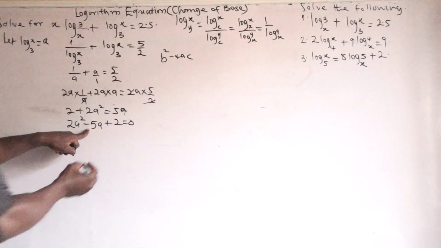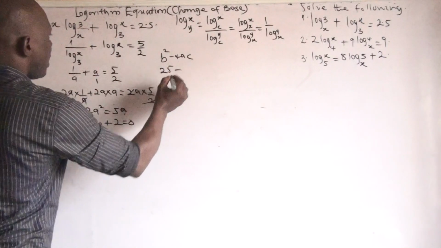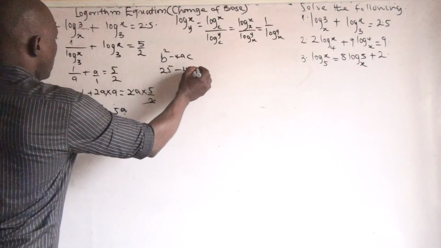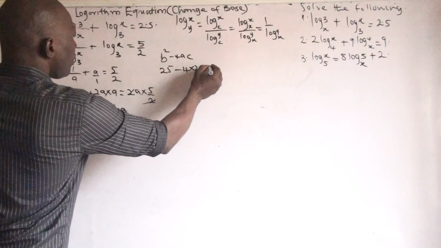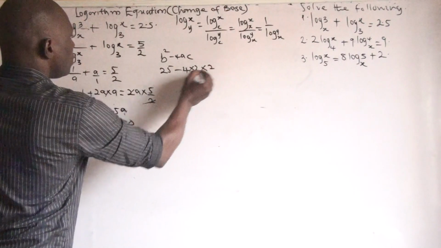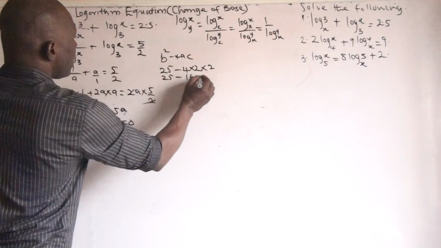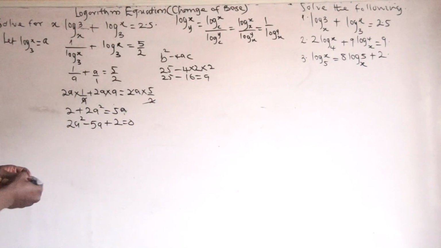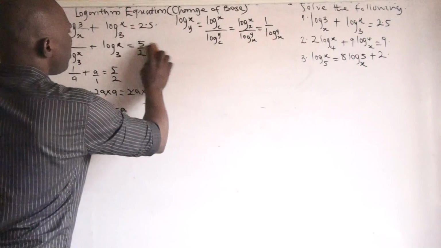Our b is minus 5, squared, that will give us 25, minus 4 times a, which is 2, times c, which is 2. So this is 25 minus 16, and that will give us 9. So this equation is factorizable. So we use the factorization method.